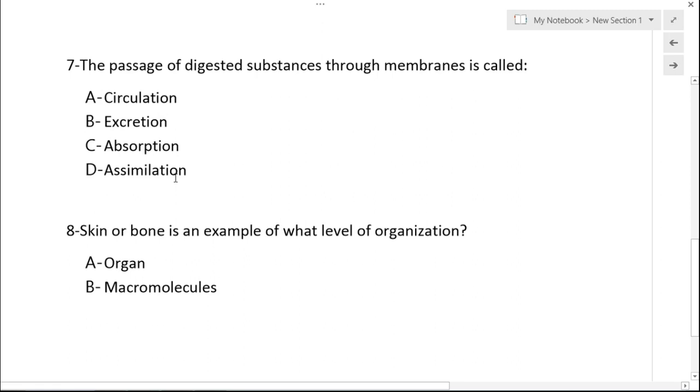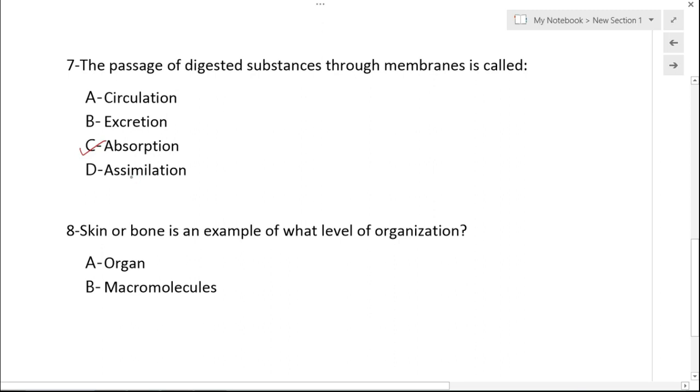The passage of digested substances through the membrane is called. Option A circulation, option B excretion, option C absorption, option D assimilation. What is this process called? That's the passage of digested substance through the membrane. The correct answer is option C, that is absorption. Absorption. Correct. Okay, in this you know the circulation, you know the excretion, and also absorption. The fourth option, that is assimilation.